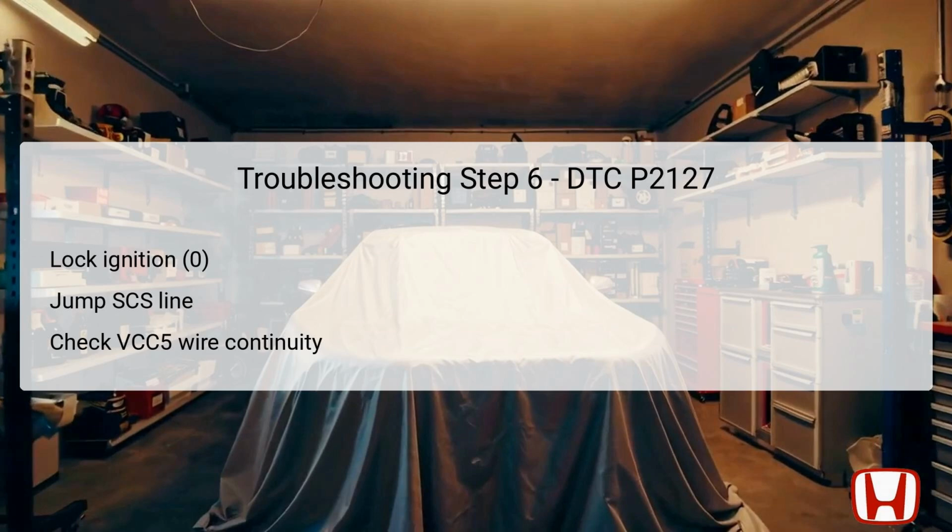If continuity exists, this indicates that the VCC5 line is okay, and the next step would either be to update the software in the ECM if necessary, or substitute it with a known good module. If continuity is absent, this signifies an open circuit in the VCC5 line that needs to be repaired.